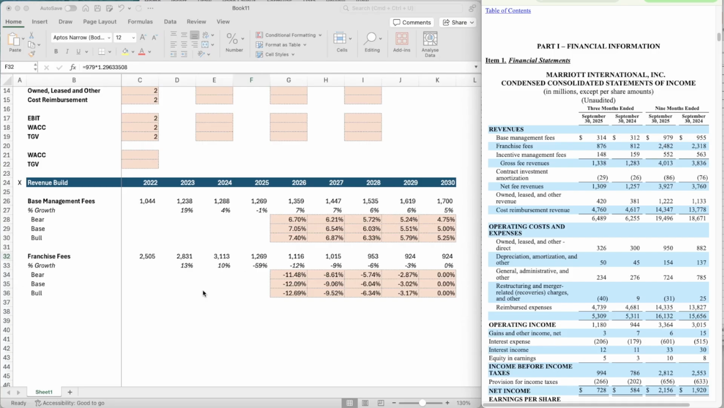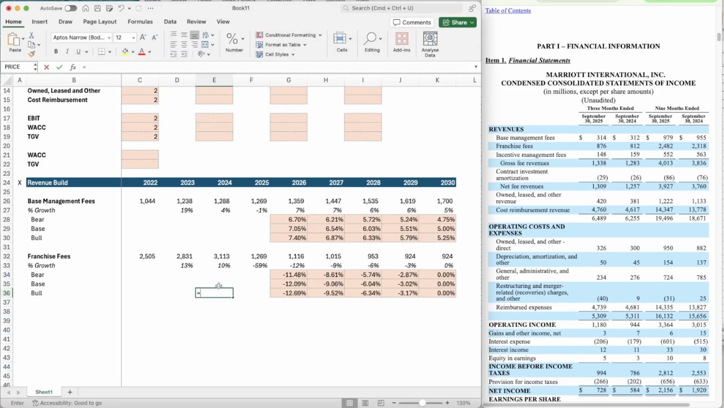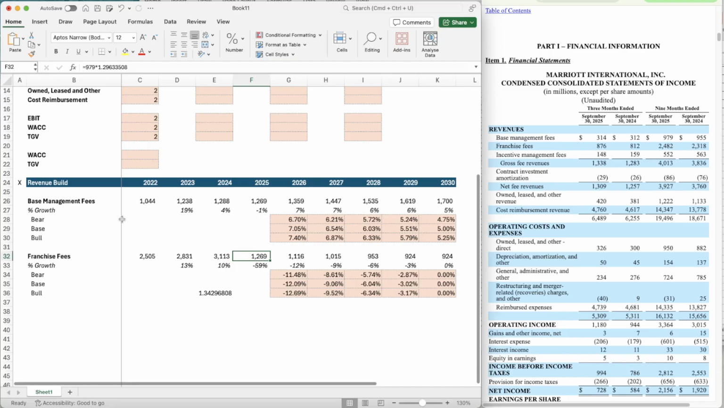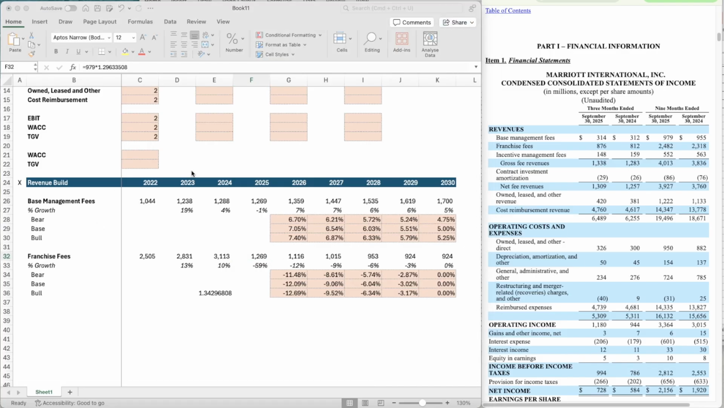So to take 3113 divided by 2318, 1.34. Or 2482 multiplied by 1.34296808.